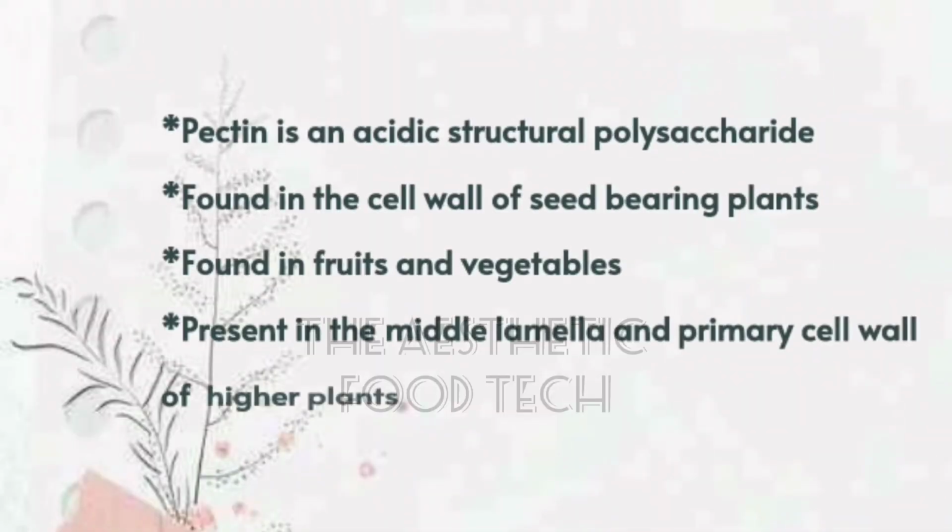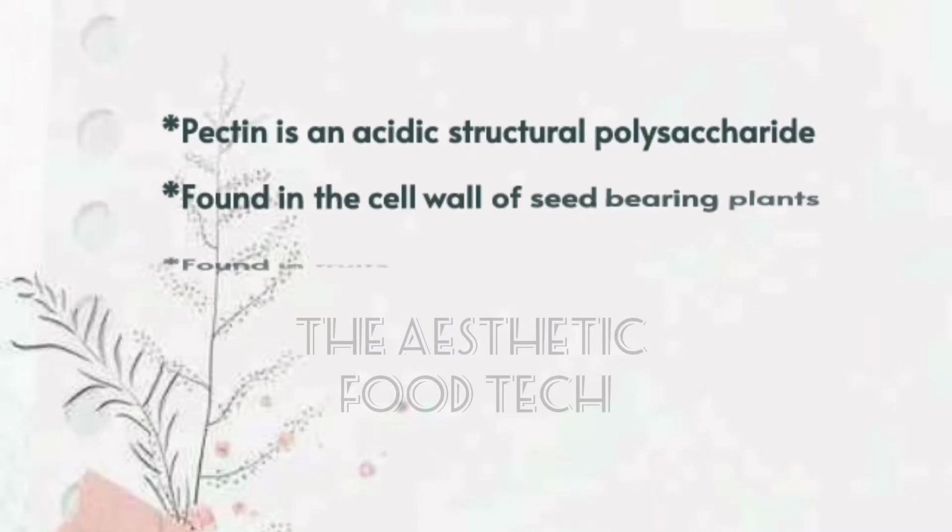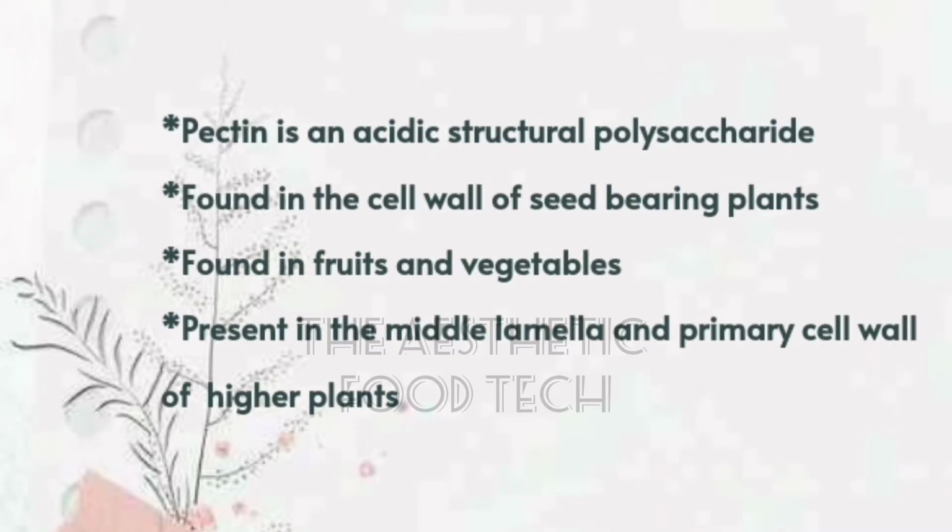What is pectin? Pectin is an acidic structural polysaccharide. It is mainly found in the cell wall of seed-bearing plants, that is fruits and vegetables. And also it is present in the middle lamella and primary cell wall of higher plants.